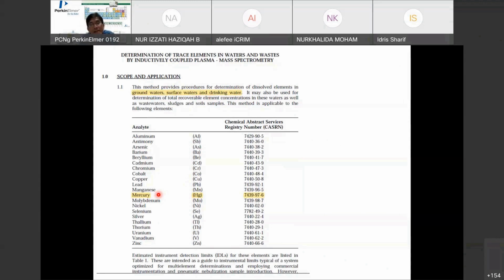However, based on APHA 3120 to do drinking water, you look at the range, 3120 is 50 ppb maximum. But the 50 ppb is the maximum, while the instrument detection limit listed there is 50, that is the minimum. ICP-MS is the correct method.